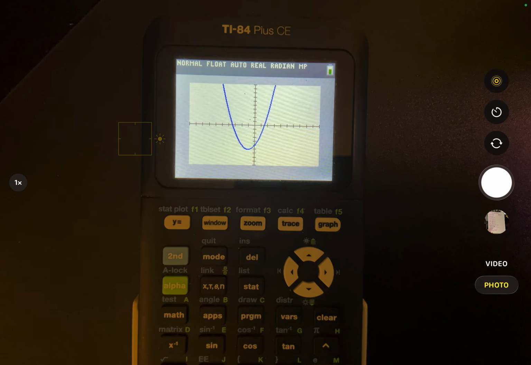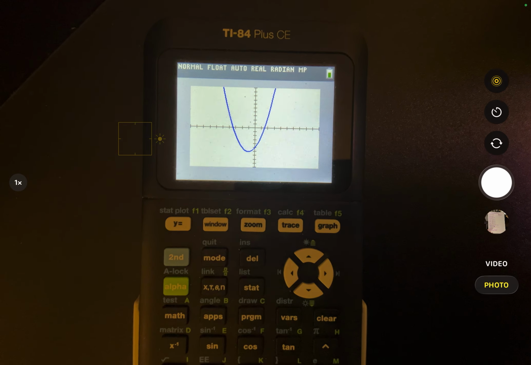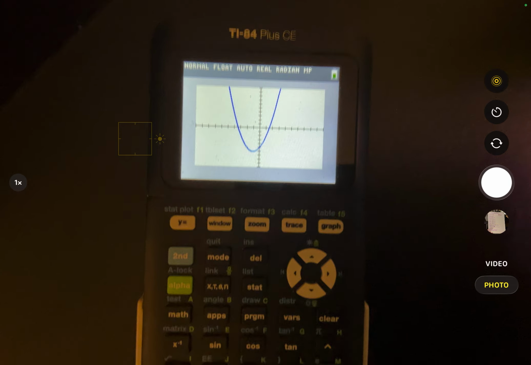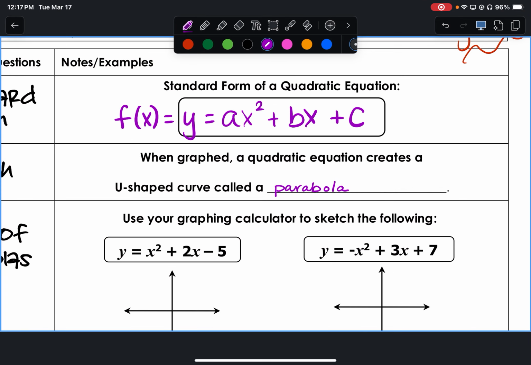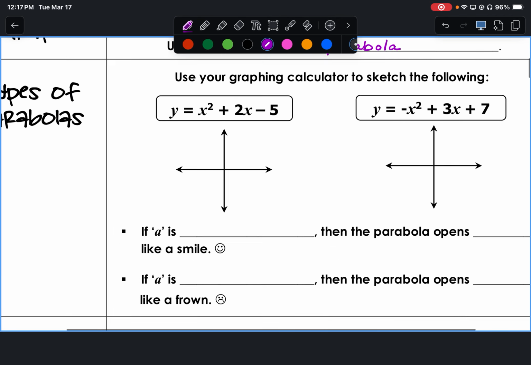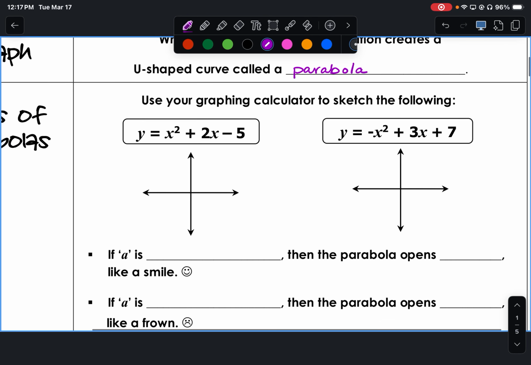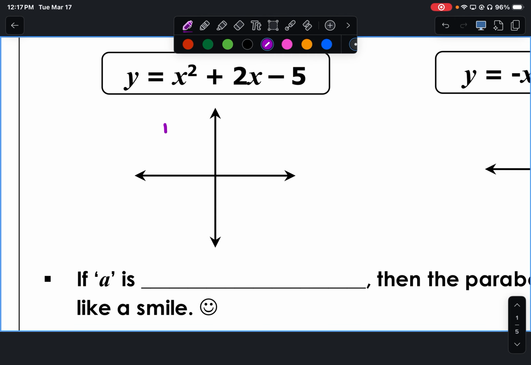We are going to sketch a rough picture of that graph. When our paper says sketch, that kind of implies it's going to be a little rough. It's not going to be perfect. So go ahead and sketch roughly what that graph looks like for this first one here.